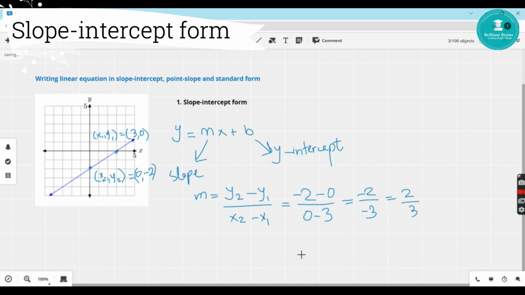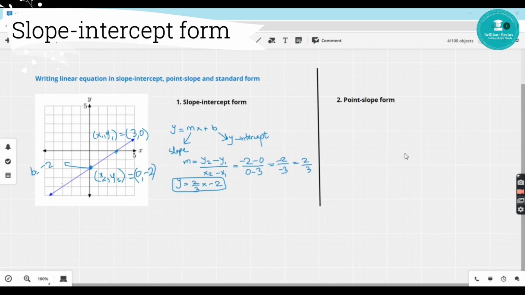We got the slope. Now we need the b value. Okay, and as I told you, b is the y-intercept. Y-intercept is the point where the graph, where our line crosses our y-axis. It means this is the y-intercept point. And the y value is minus 2 here. That is our b value. It means b value is negative 2. Now we got the b value, we got the m value. We can easily write the answer in slope-intercept form. That is y equals m, that is 2 by 3 x plus b, b is minus 2, we have to write minus 2. Okay, we got the answer in slope-intercept form.